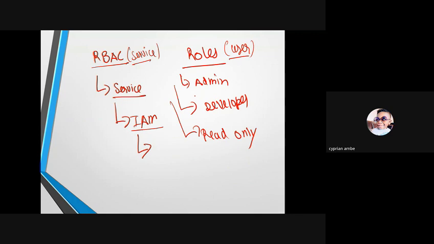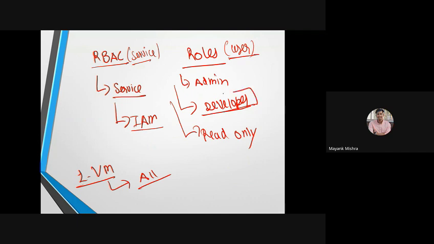Currently, when we create any service and give access to a user, what happens is this: we only want to give access to one virtual machine, but all the services' access goes to that user. So what we can do is create a user as a developer or something else, who will access only the virtual machine.